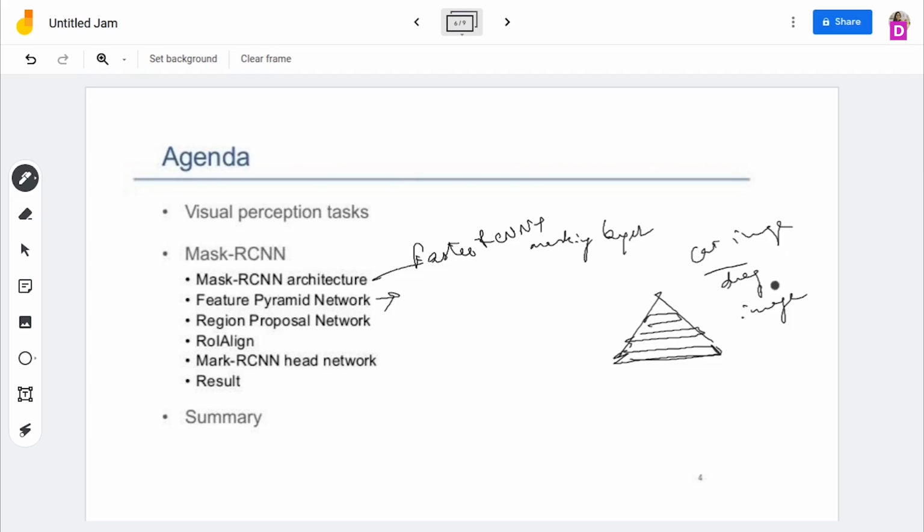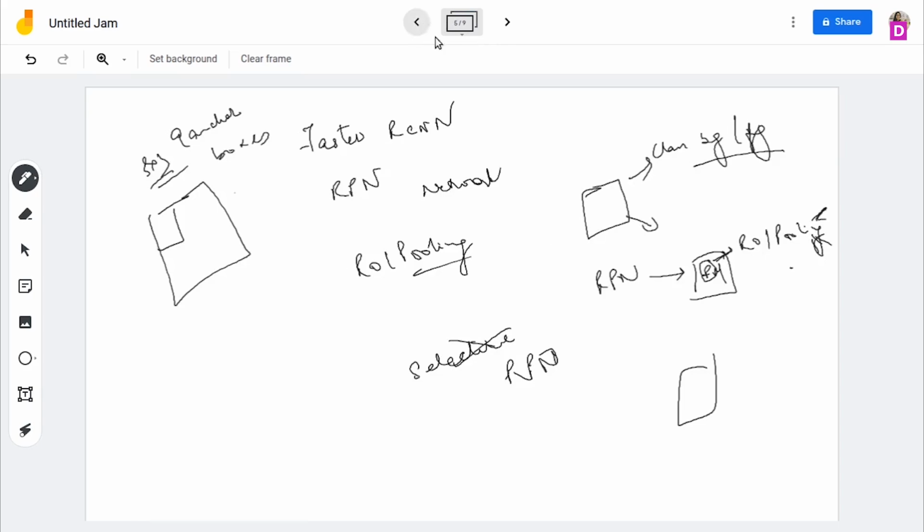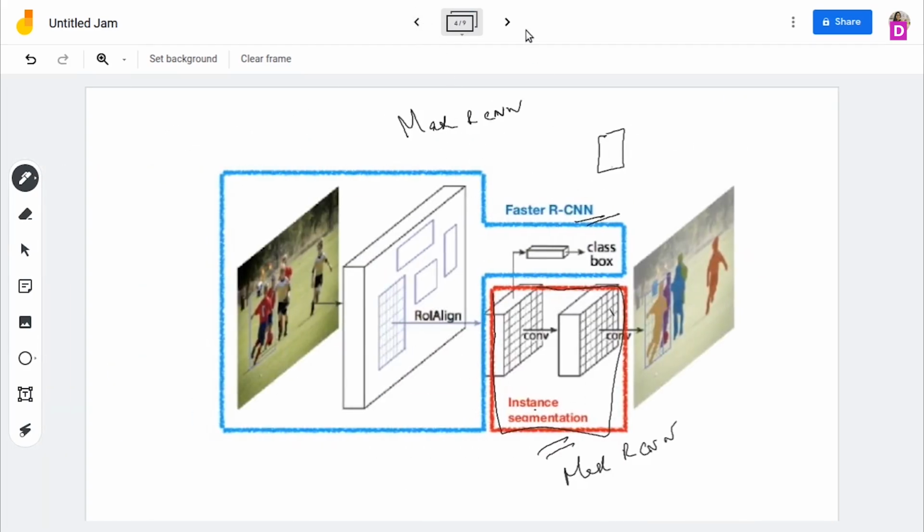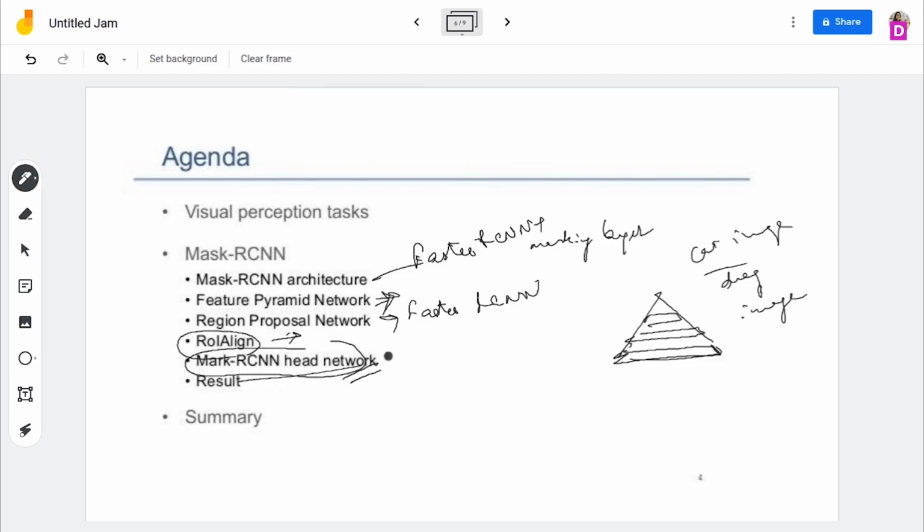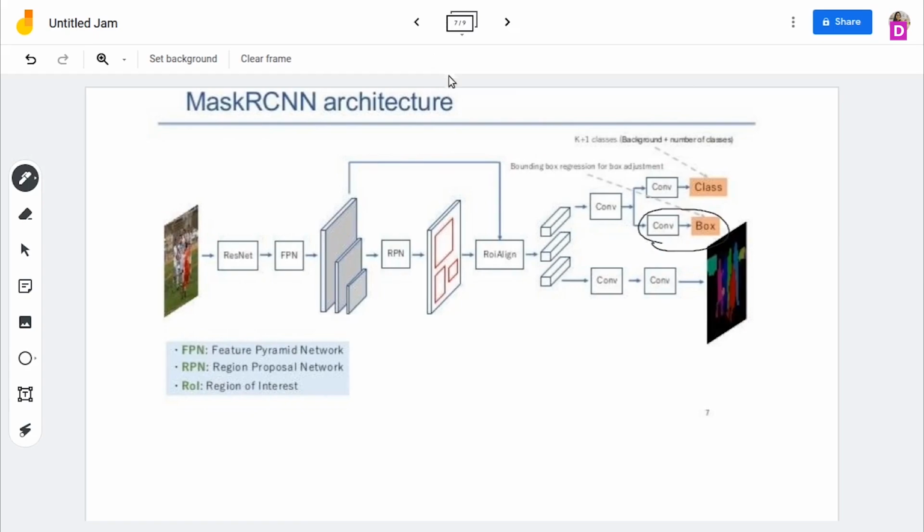So what we will be doing is using a feature pyramid network so that we can get features of all sizes, and then it will have a region proposal network. This is the same thing as faster RCNN. The region proposal network does not change. Here, instead of ROI pooling, we will have ROI align. We will talk about this, okay? Once that is done, you have the mask RCNN head network. This part is the mask part, the instance segmentation part that they are talking about here. And this is the whole thing about mask RCNN. So now what we'll be doing is understanding this in more detail, okay?